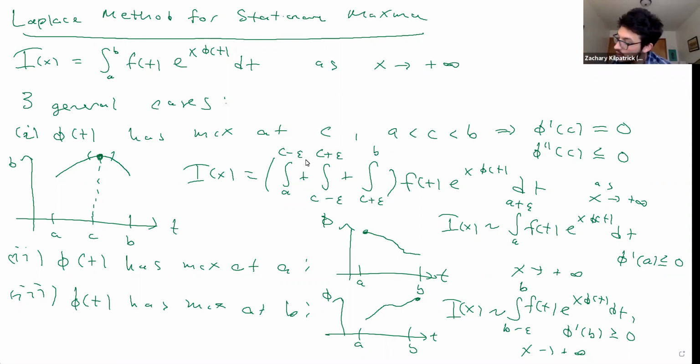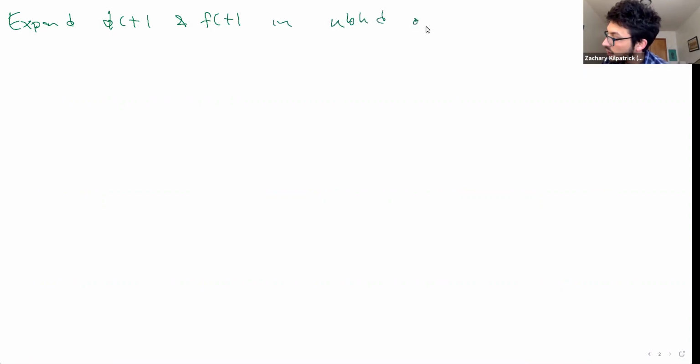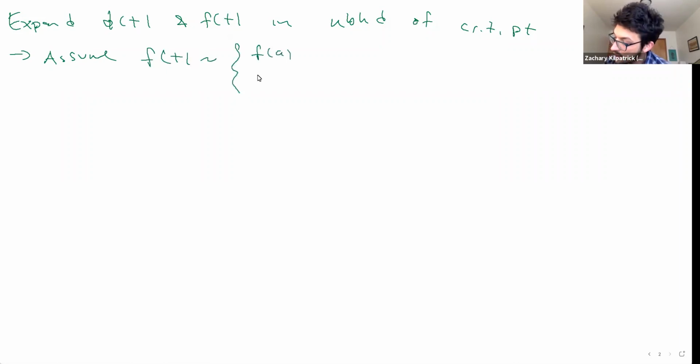Okay, so what do you do about phi in this case? Because the idea is if you have some nonlinear function up here, you may not be able to explicitly calculate this integral. That's why we're resorting to asymptotics. Okay, the idea is that if we expand phi of t and f of t in some neighborhood of our critical point, okay, then we can assume that to leading order, f of t is just approximately equal to its value at that critical point, right? In each of these three cases, okay?